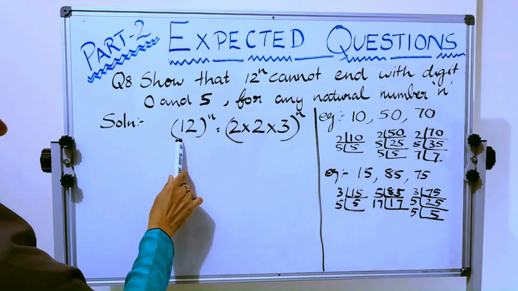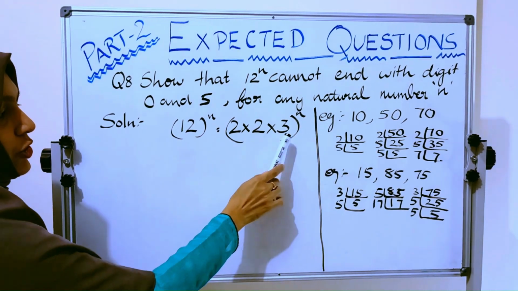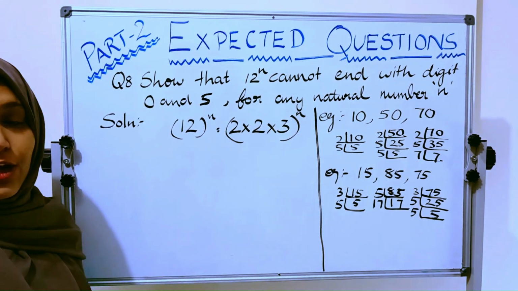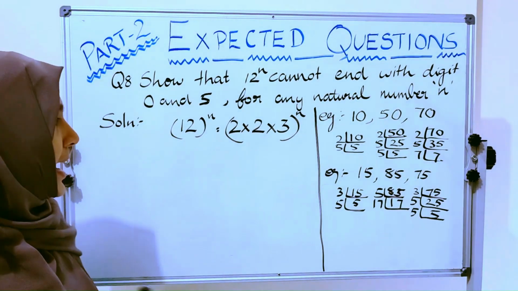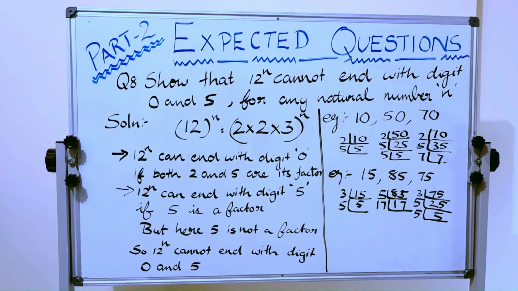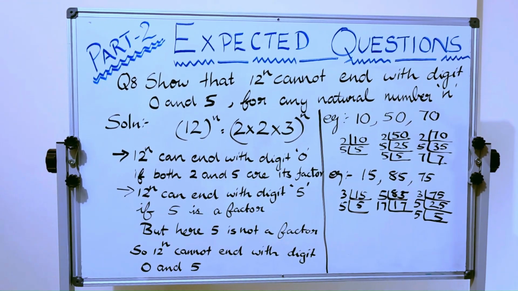So what are the factors of 12? 2 into 2 into 3. So here 5 is not a factor. So 12 raised to n cannot end with digit 0 and 5. 12 raised to n can end with digit 0 if both 2 and 5 are its factors. Similarly, it can end with digit 5 if 5 is a factor. But here 5 is not a factor, so 12 raised to n cannot end with digit 0 and 5.